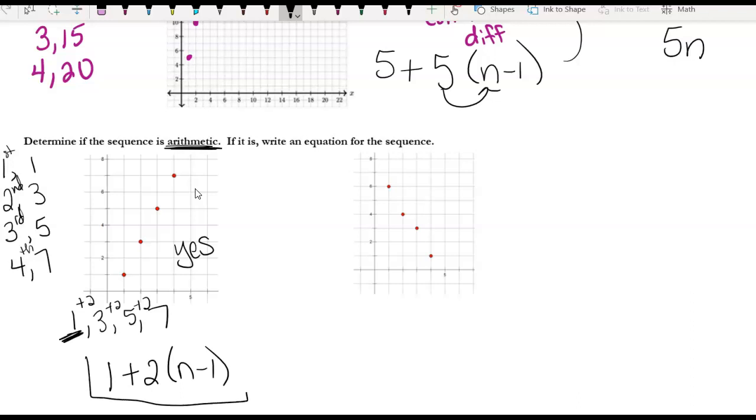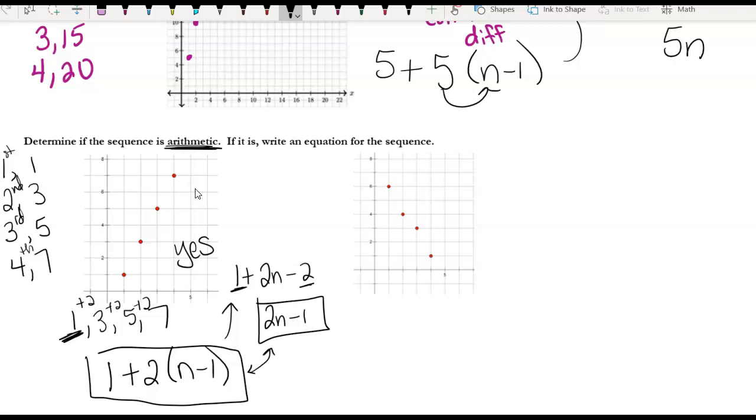Now you can leave your expression like this, or you can simplify it by distributing, and I get 2n minus 2. And when I combine my terms, I get 2n minus 1. I will accept both of those answers.